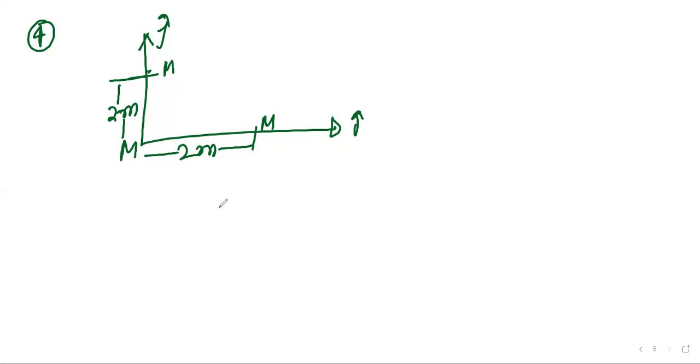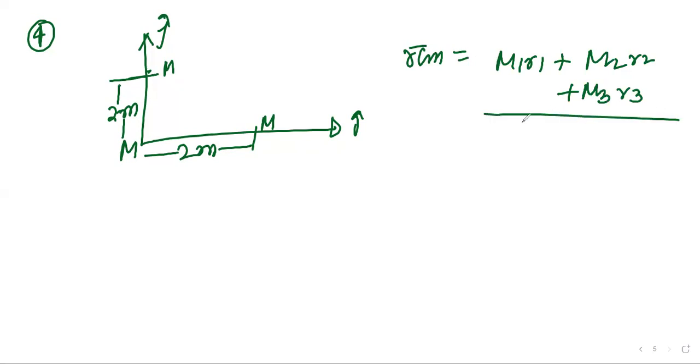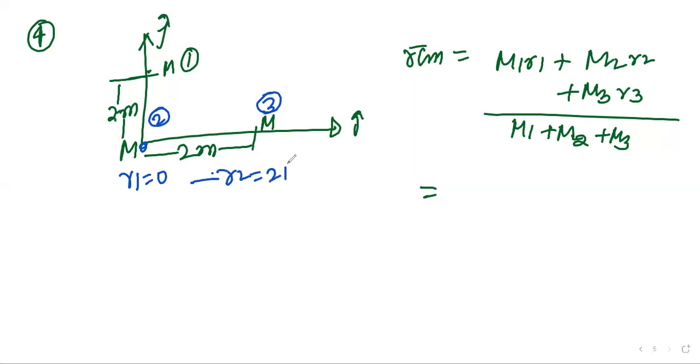Taking the point of intersection of the two mutually perpendicular sides as the origin, find the position of the center of mass. The center of mass formula is given as m1 r1 plus m2 r2 plus m3 r3 divided by m1 plus m2 plus m3. This is your mass 1, mass 2, mass 3. I am taking this as a reference. So r1 we get as 0, r2 as 2i, and r3 is 2j.